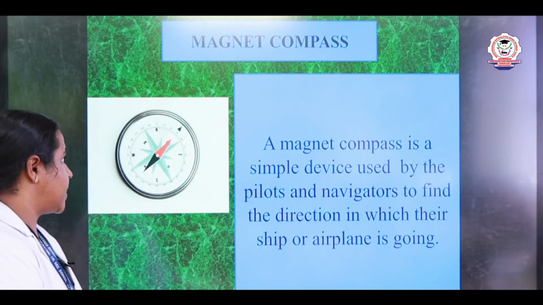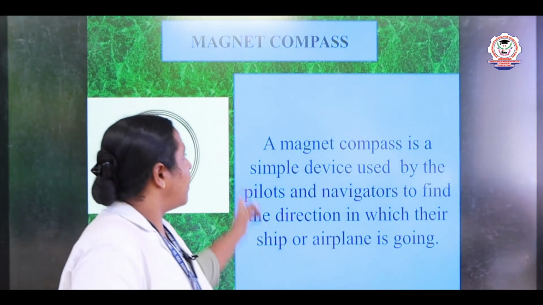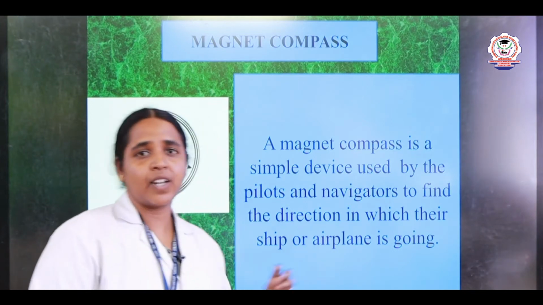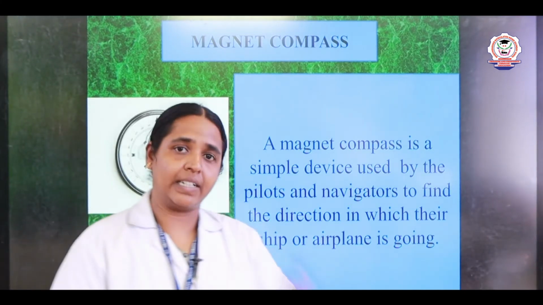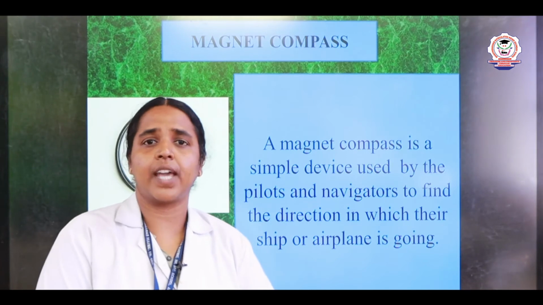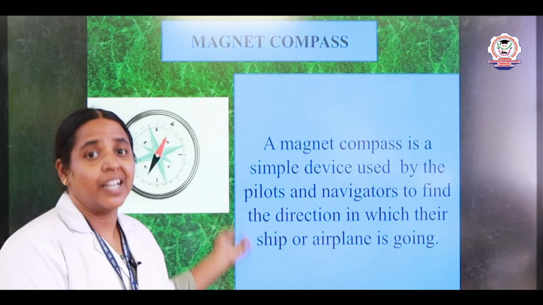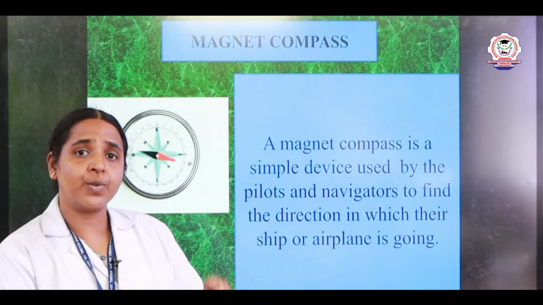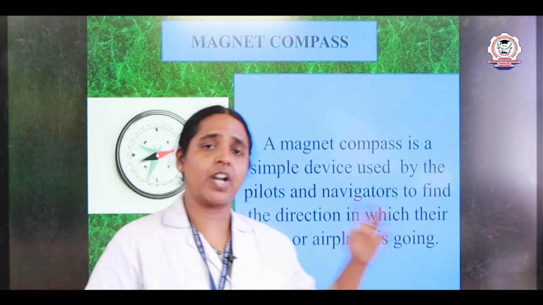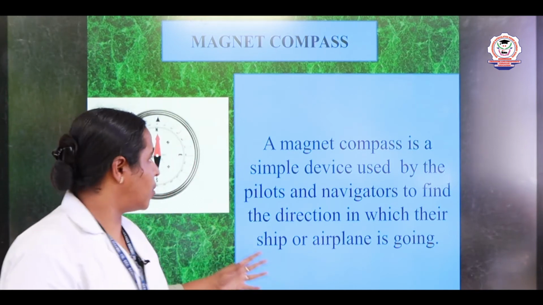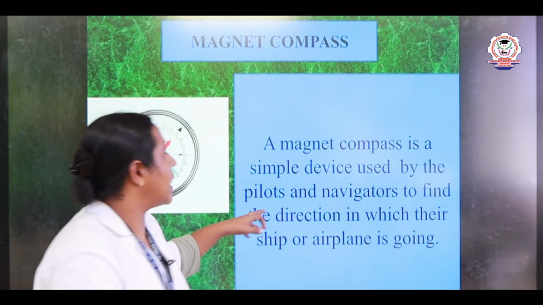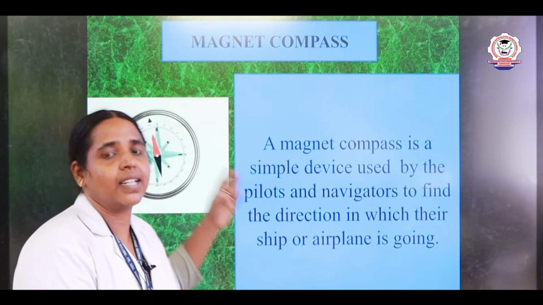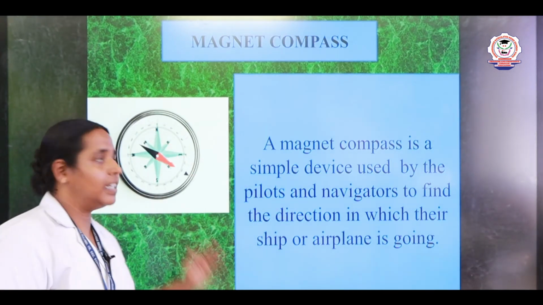Magnetic compass. A magnetic compass is a simple device. In the magnetic compass you can see the magnetic needle. For what purpose is the magnetic compass used? It is used to find out directions. We can use it to find the direction of the north and south poles. It is used by pilots and navigators to find out directions.